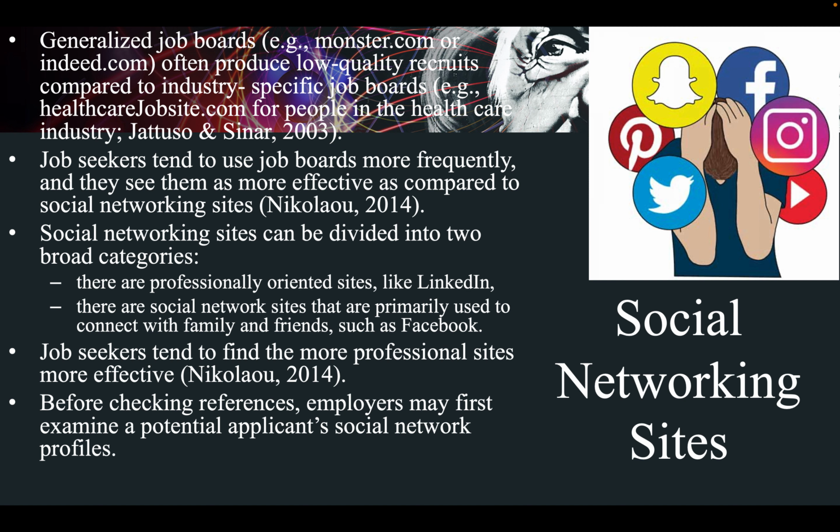Job seekers tend to use job boards more frequently, and they see them as more effective as compared to social networking sites. Social networking sites can be divided into two broad categories. There are professionally oriented sites like LinkedIn. There are social network sites that are primarily used to connect with family and friends, such as Facebook. Job seekers tend to find the most professional sites more effective. Before checking references, employers may first examine a potential applicant's social network profiles.